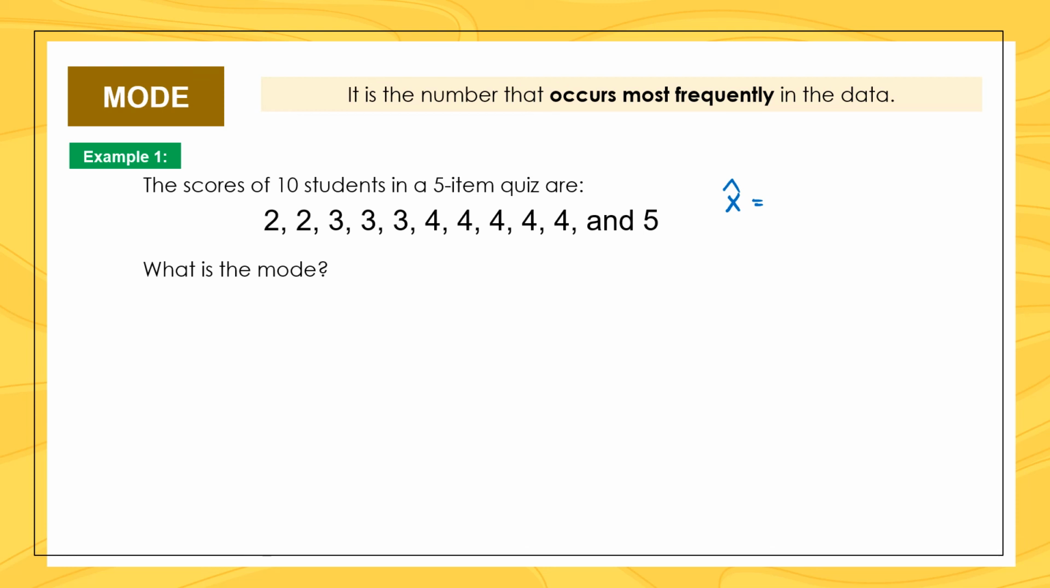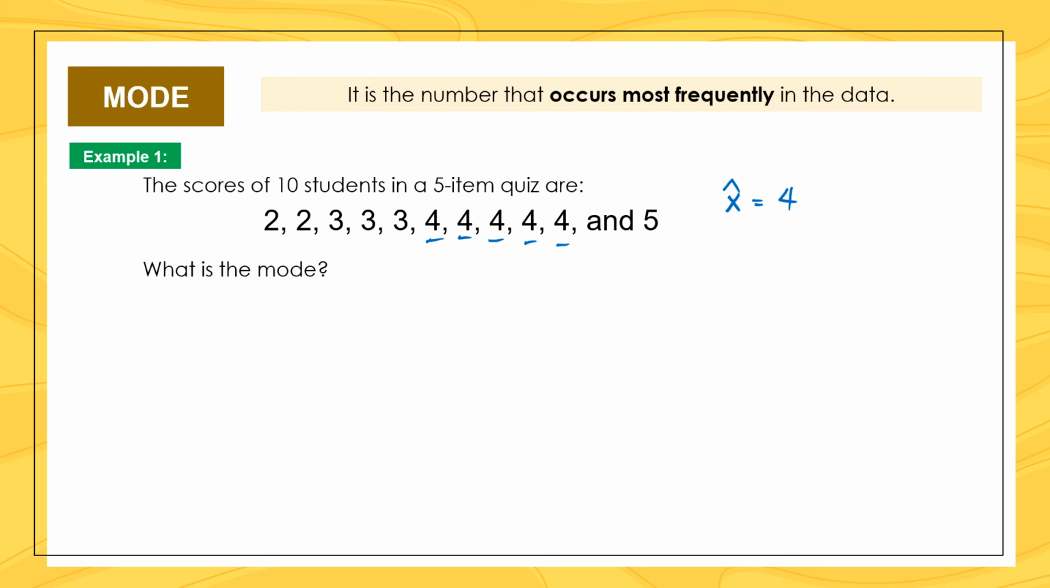So mode in this data set is the most frequently appearing data. We got 4, since we got 5 fours here. So that is the mode of your data set. Are we clear with this one? I hope yes. Okay, mode, most, most, mode, most frequent.